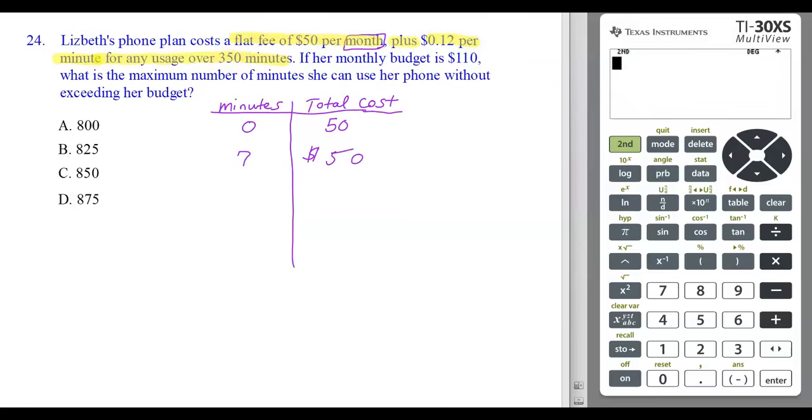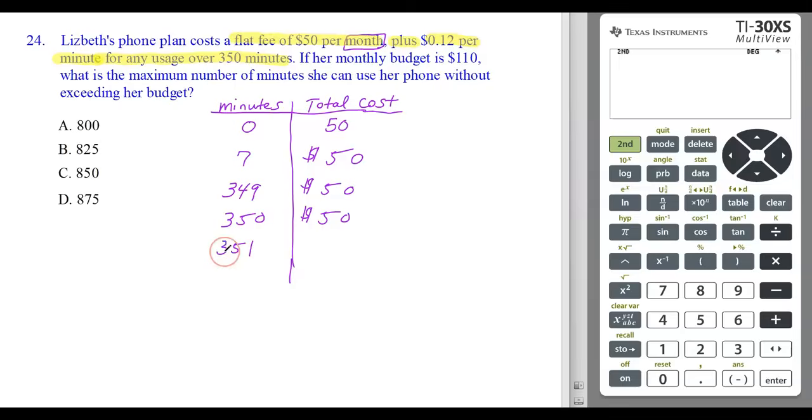So using that thinking, let's say she used the phone for 349 minutes. What would the total cost be? Again, she's not charged unless she goes over 350 minutes. She's not charged for the 12 cents per minute, so this would still be $50. What if she used the phone for 350 minutes? What do you think? Still be $50. Again, she only is charged if she uses it over 350 minutes, and when she does that, it'll be 12 cents each minute. So based on that, how much would she be charged for 351 minutes?